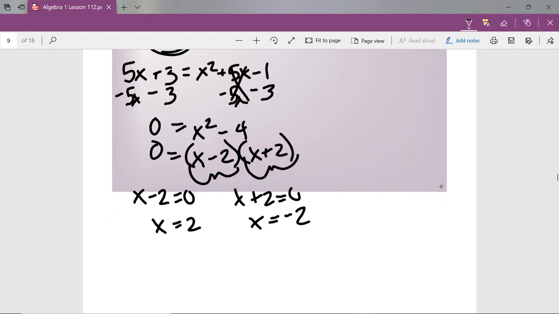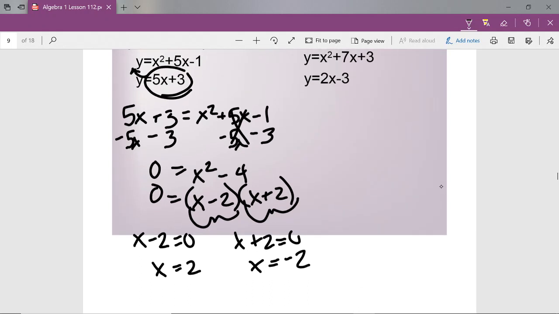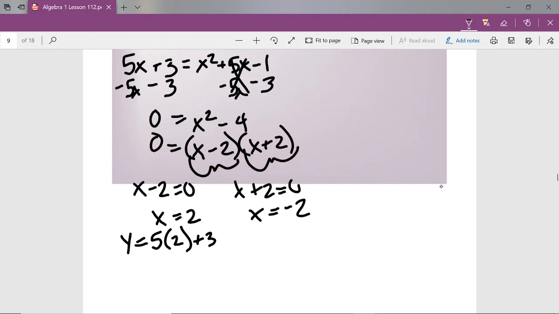And I can plug them in to find my intersects, because these are not actually the zeros of the function, these are the x coordinates of my system of equations solutions. So I plug them in. Now I'm going to use the linear equation. It's a lot easier. And we say y equals 5 times 2 plus 3. So y in this case would be 13. So one of my solutions is 2, 13.